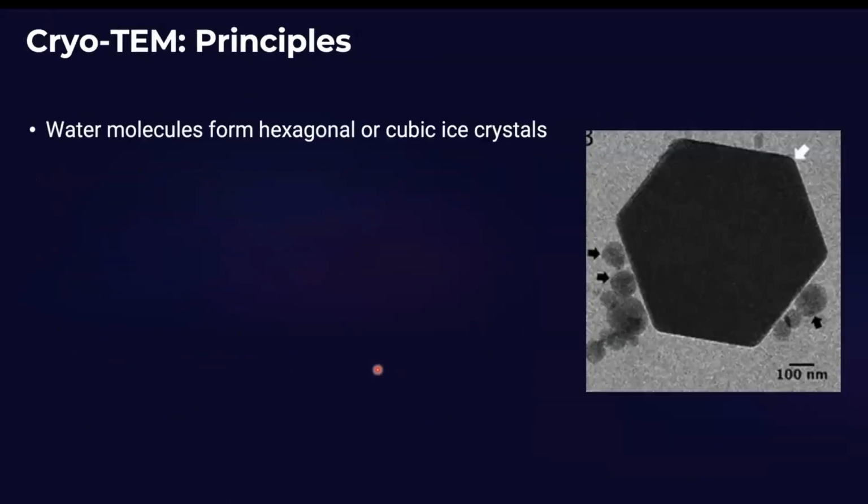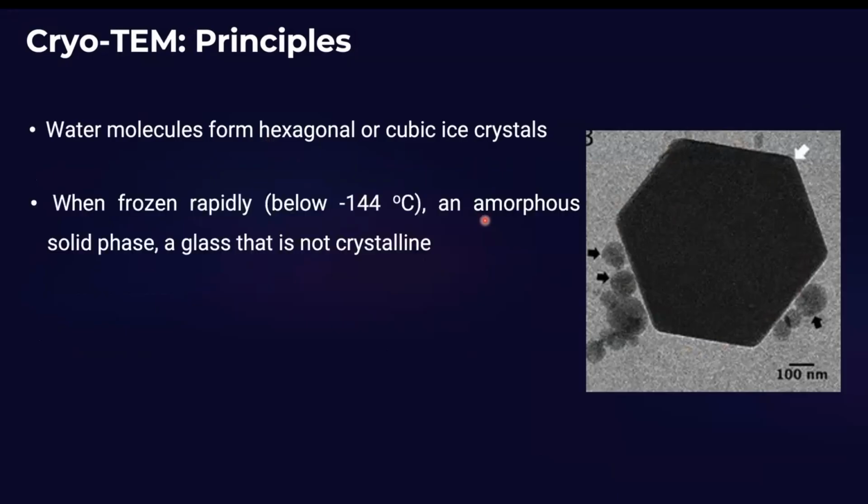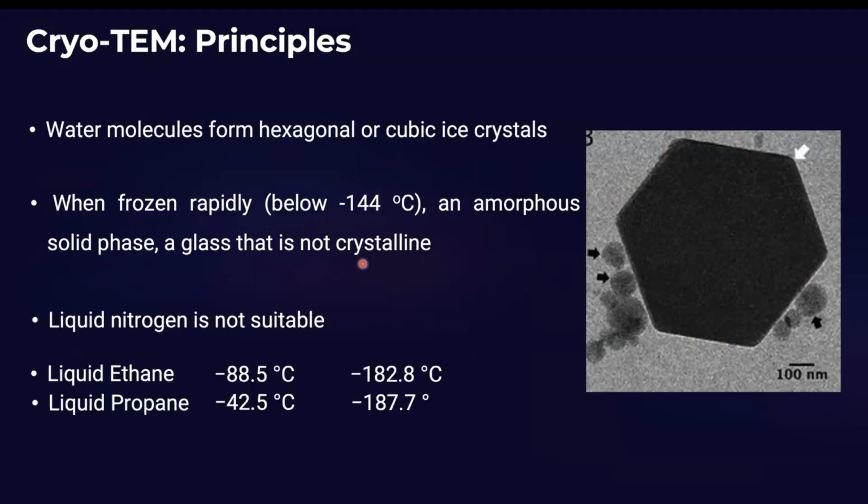So how has cryo-TEM evolved, and what is cryo-TEM? We'll come to that. If you take a water molecule and freeze it normally, it forms hexagonal or cubic ice crystals. But if you take the same water and freeze it rapidly below minus 144 degrees, you get an amorphous solid phase, which is a glassy state that is not crystalline, but transparent.